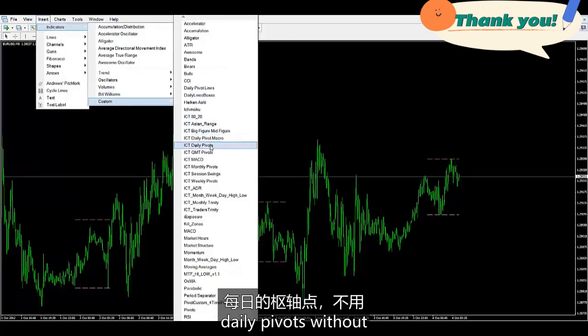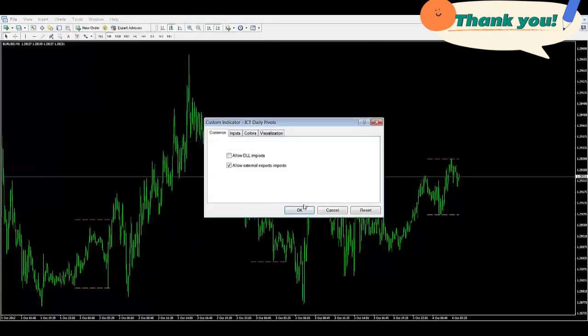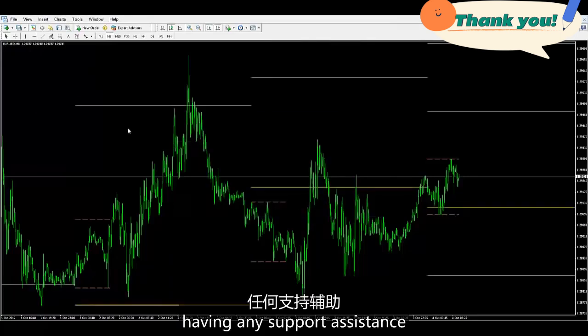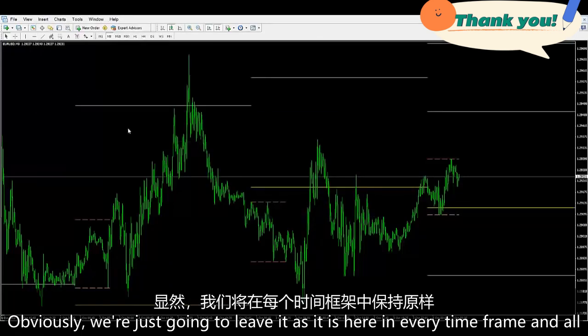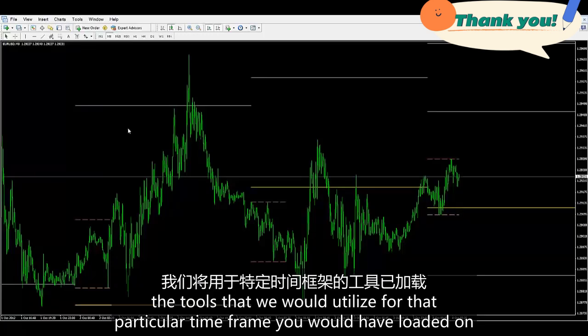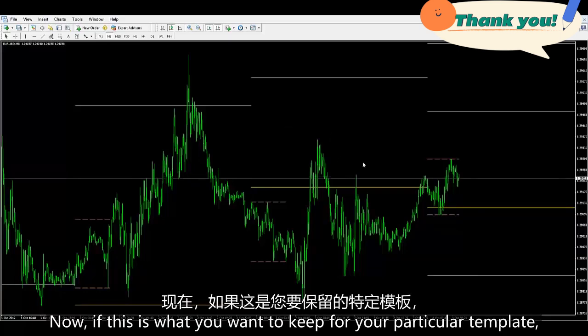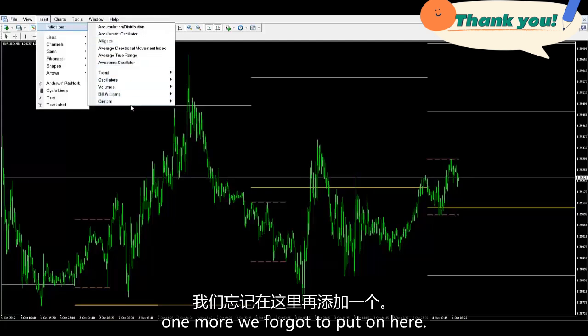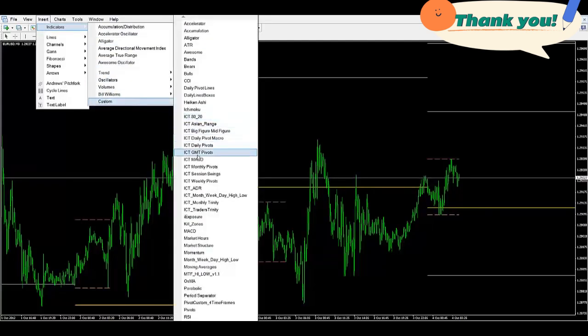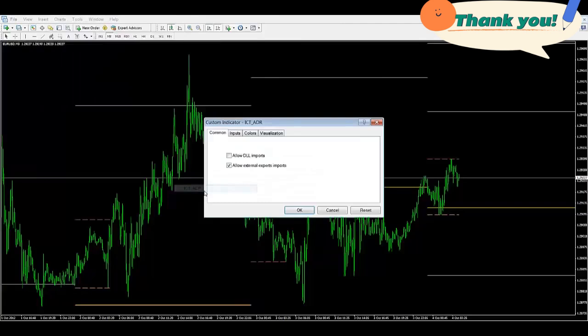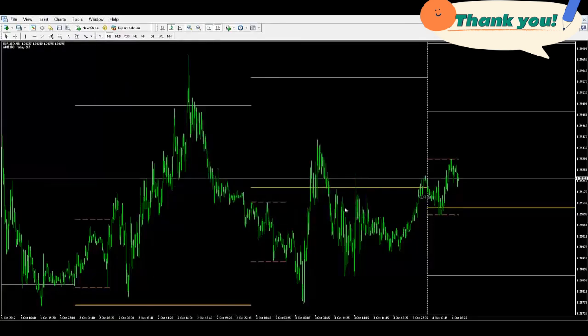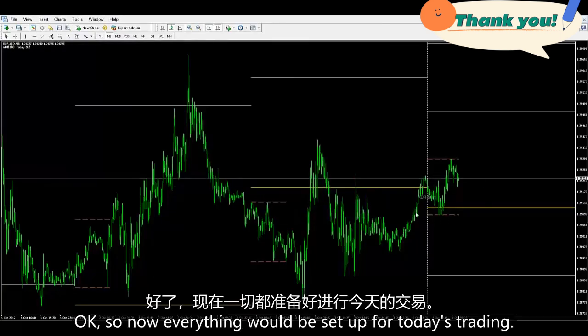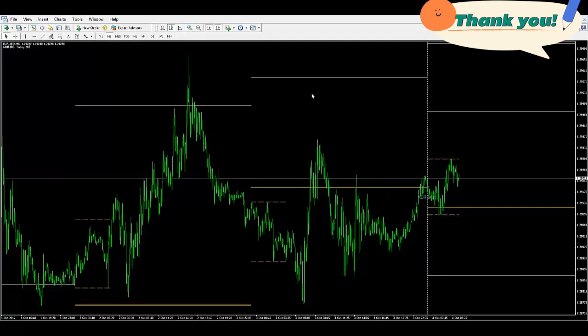the daily pivots without having any support resistance levels. Obviously, we're just going to leave it as it is here. And every time frame and all the tools that we would utilize for that particular time frame, you would have loaded on your chart. Now, if this is what you want to keep for your particular template, one more we forgot to put on here. Let's put the average daily range. Plot that as well. Okay, so now everything would be set up for today's trading.